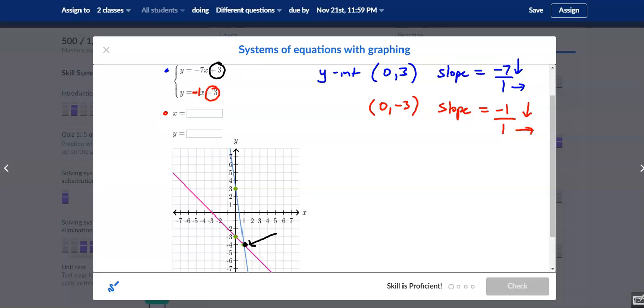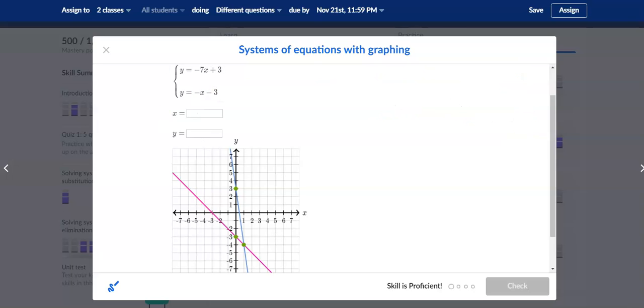And now we see that the solution to the system is that intersection point, which is at 1, negative 4. Or 1 on the x-axis, negative 4 on the y-axis. So I need to put those in here to get full credit. And then Khan will give me my little jingle here to see if I get it right. So I'm going to put in the 1 and the negative 4. There we go. Got it right.